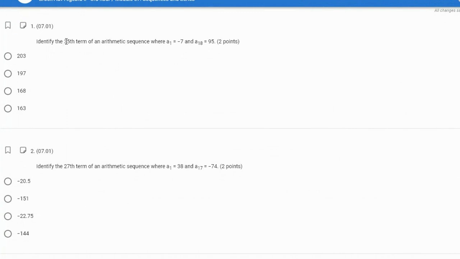Identify the 35th, 31st. Yeah, that's a term of an arithmetic sequence where here's the first term and here's the 18th term. So you got to find that common difference, and then you can use the other formula to find the 35th term. What's the 27th term when we give you the first and 17th term?